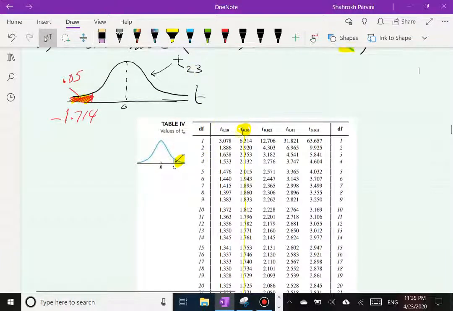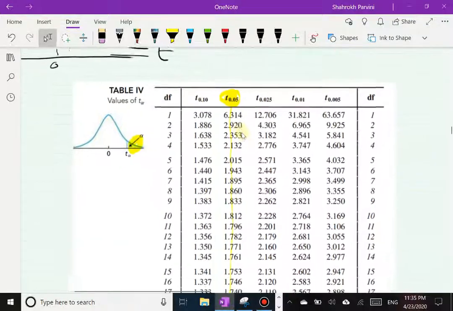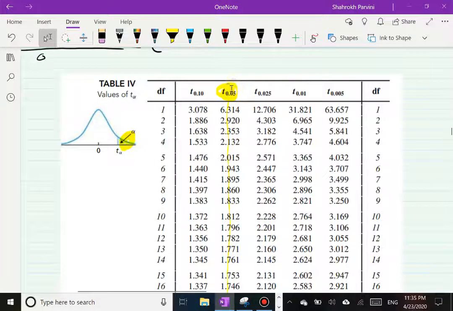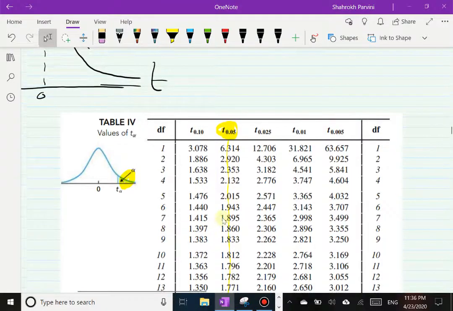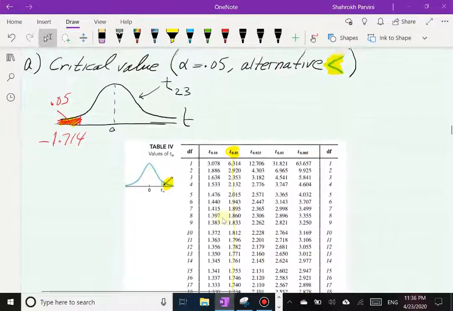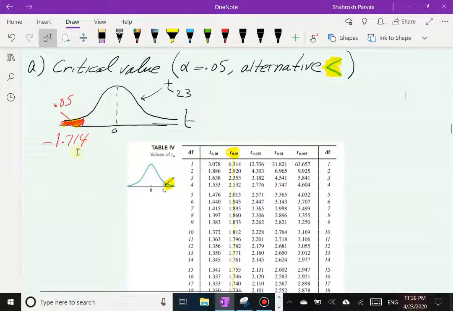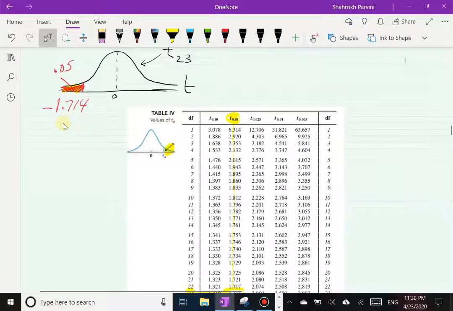So I went to column 0.05. Let me enlarge this again so you can see better. So I went to the 0.05 column and scrolled down to 23 degrees of freedom. The row and column where the two meet, 1.714. That's the area to the right, 5%. By symmetry, the area on the left, 5%, will be exactly the same. And there you go. We have that negative 1.714. So once we calculate our test statistic, if it's exactly equal to or below that, if it's less than that, we're going to reject the null. That means it's too far away from the center.